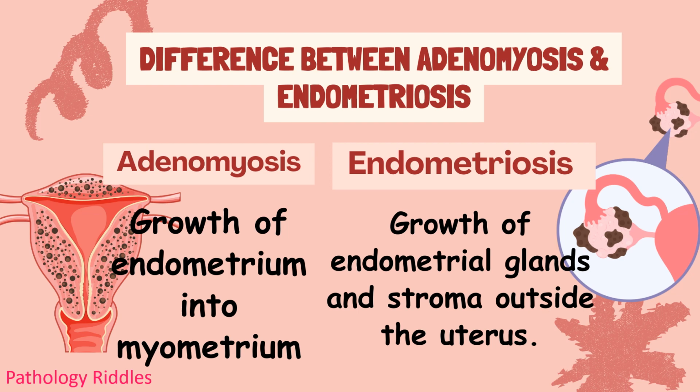The next question that students make mistakes is in adenomyosis and endometriosis. So what is adenomyosis? If the endometrium grows in the myometrium, it is called as adenomyosis. If we find growth of endometrial glands and stroma outside the uterus, then it is called as endometriosis. That could be in the ovary, that could be anywhere in the pelvic peritoneum or the abdominal peritoneum. So remember, what is adenomyosis, what is endometriosis.